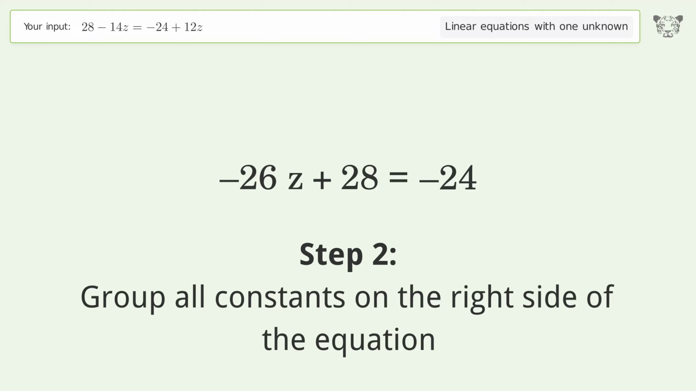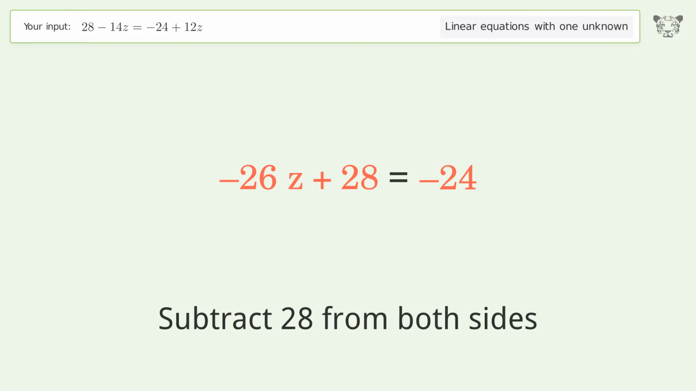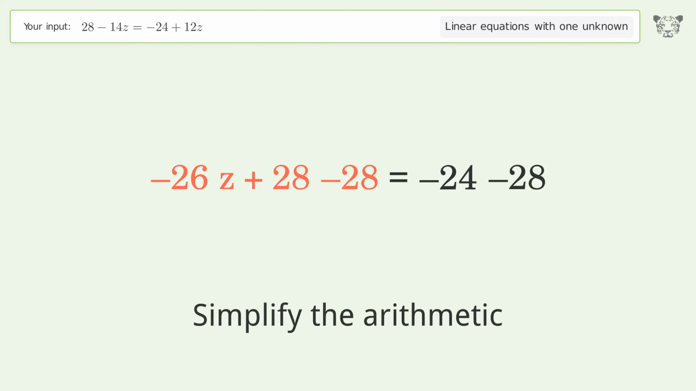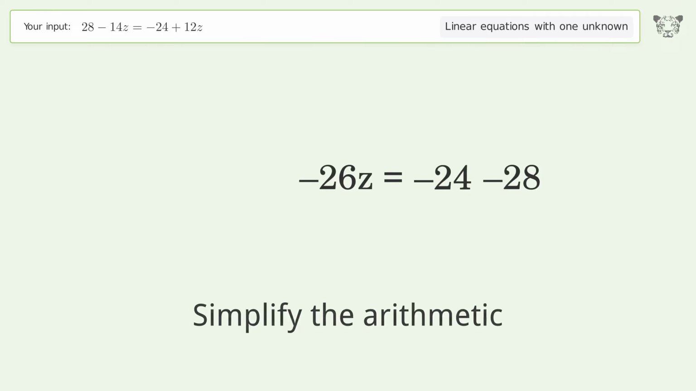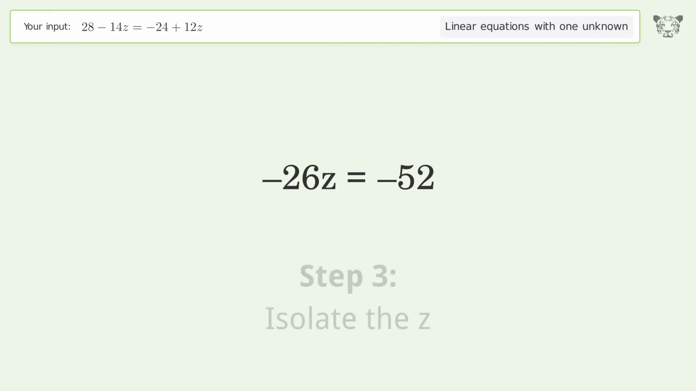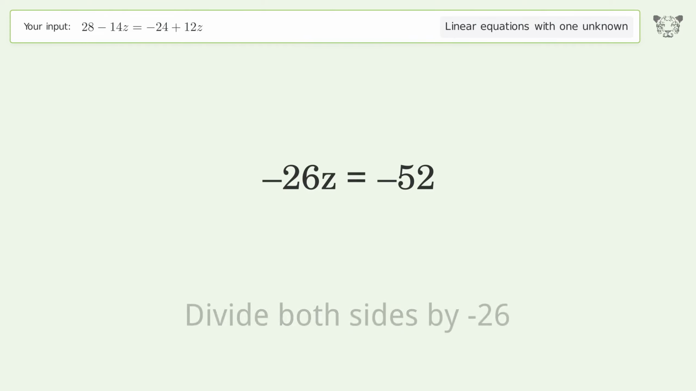Group all constants on the right side of the equation. Subtract 28 from both sides. Simplify the arithmetic. Isolate the z. Divide both sides by -26.